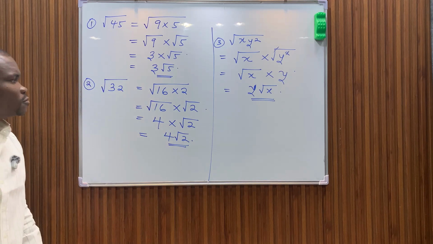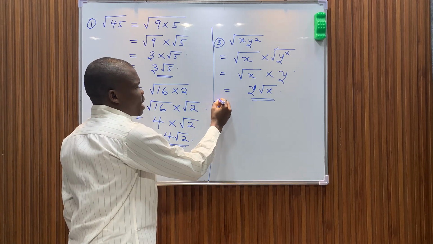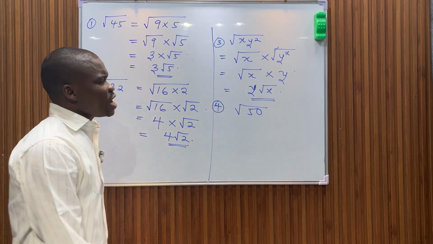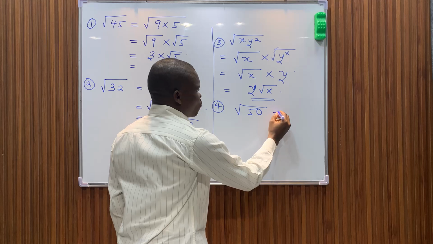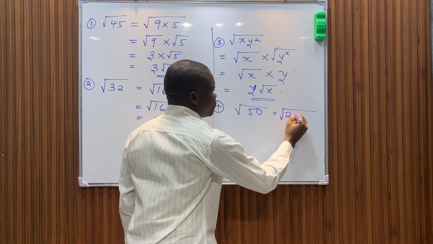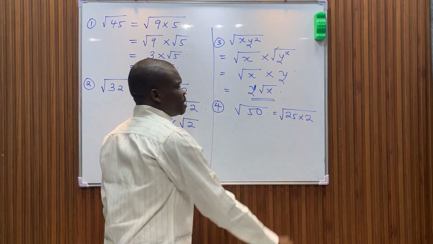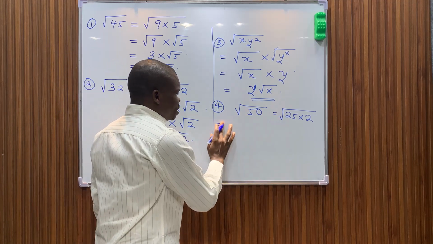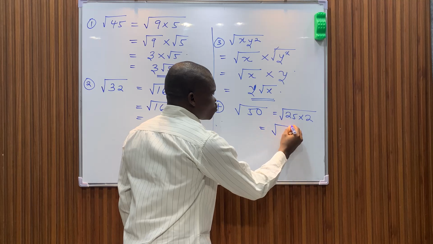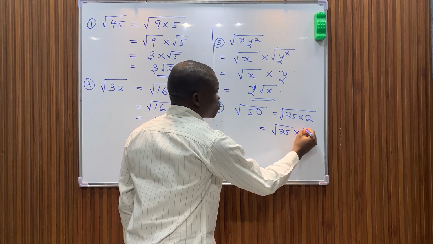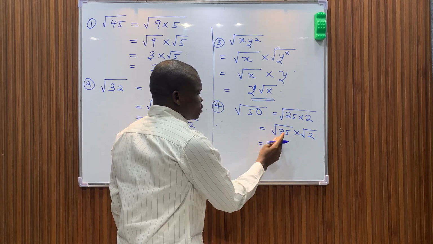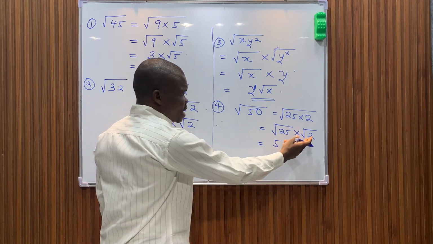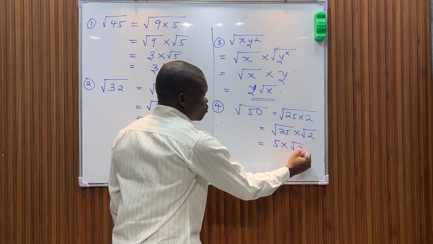Okay, number 4. We are asked to simplify the square root of 50. Now, when you break down 50, we will have what? Square root of 25 times 2, because 25 here is a perfect square. So this is the same thing as the square root of 25 times the square root of 2. Now, the square root of 25 is 5. And 2 here is a surd, so we leave it there, times the square root of 2.